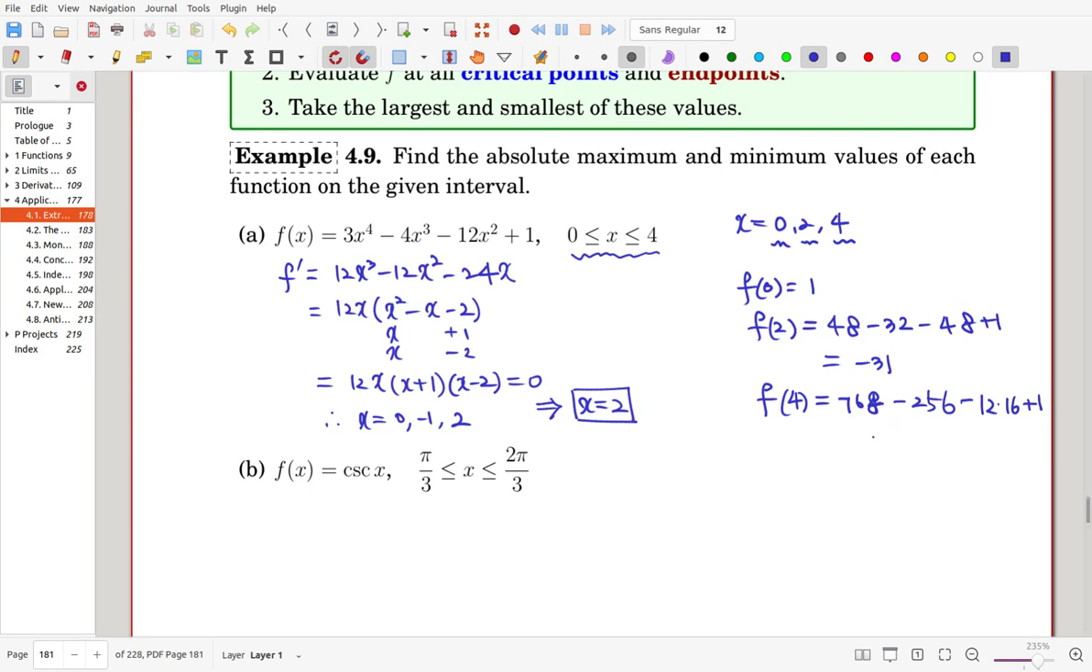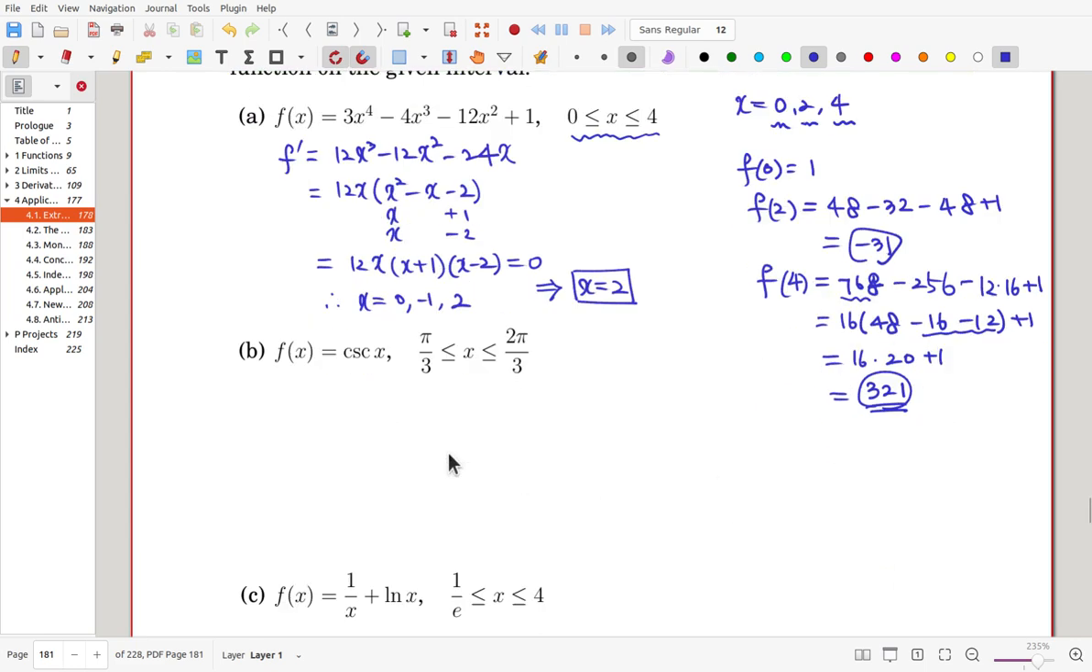Now we'll try to factor out 16. Then that will be the same as 48 minus 16 minus 12 plus 1. So we get 16 times 20 plus 1, so that is 321. So among these values, minus 31 looks like the smallest value, and 321 is the largest value. So that is the absolute minimum, and that is the absolute maximum.